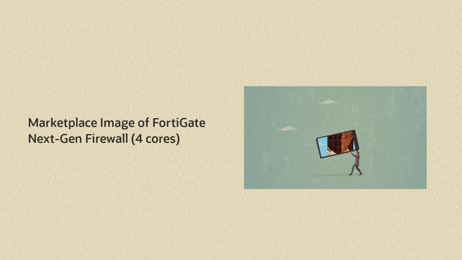For this demo, I have used Marketplace Image of FortiGate Next Gen Firewall 4 cores. Please note that we have already set up the hub and spoke model. Initially, I'll explain my hub and spoke model setup.